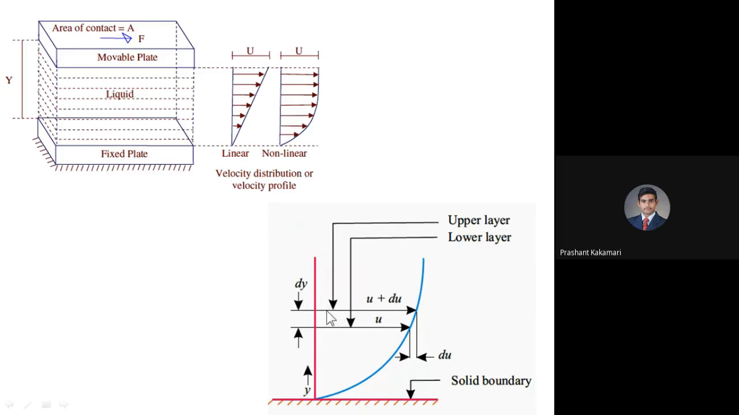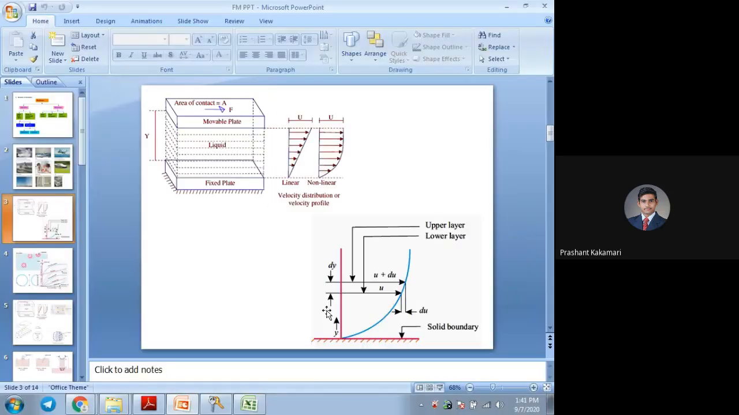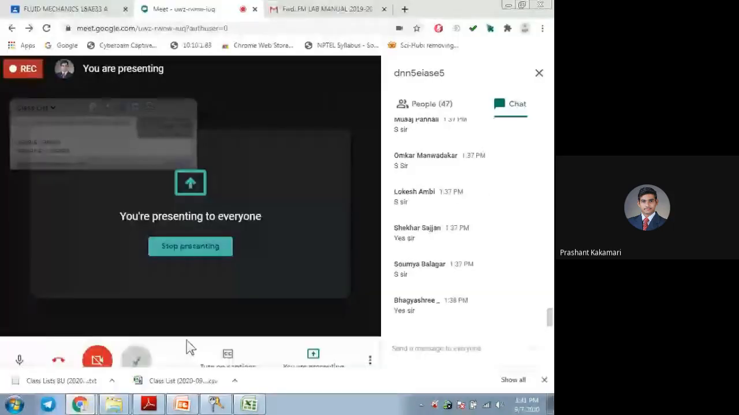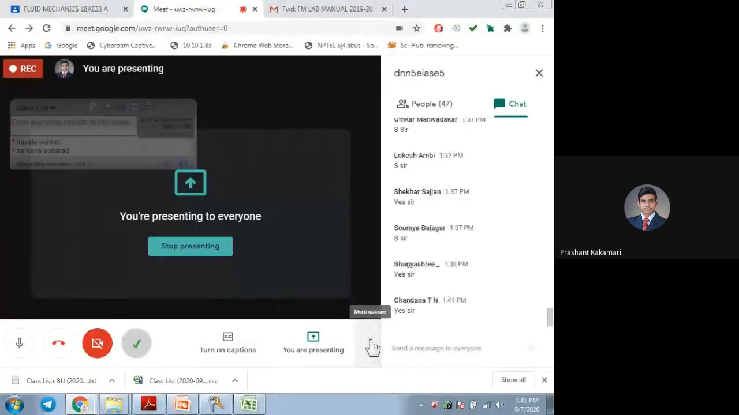Okay. Have you understood this topic before going to the derivation? What exactly are they considering in the experiment? Have you understood?